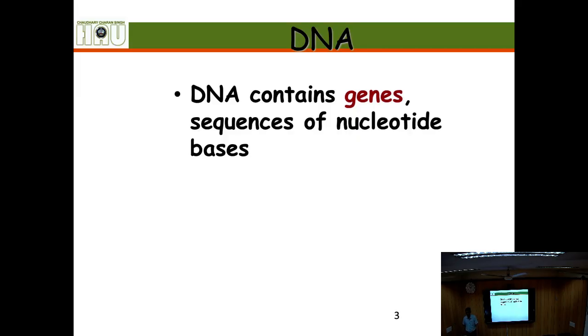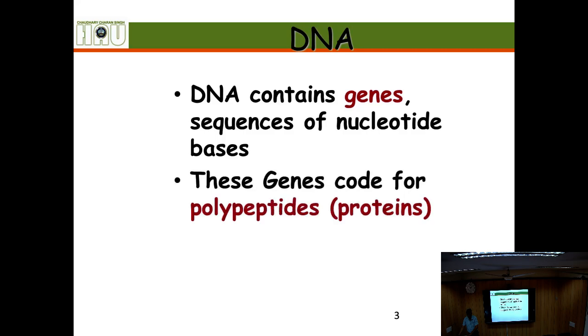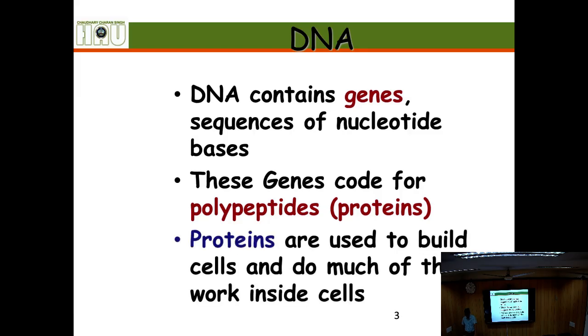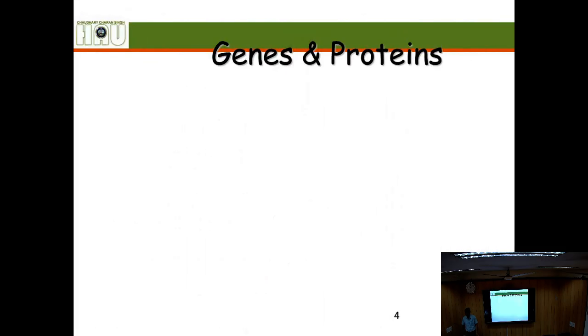The chromosomes are made up of nucleic acid, or the DNA, and the DNA contains the genes. These are sequences of nucleotides, and these genes code for a protein that we know as polypeptides. These proteins are important because they are used to build cells, and they do much of the work inside our cells or the body.